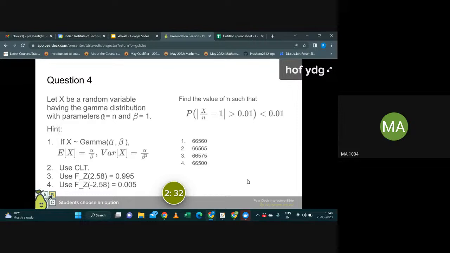If it's a mod, suppose I'm saying mod of x is less than or equal to 2. So what can I get? Two inequalities, right? Like that, you can proceed. Suppose I'm saying mod of x is greater than 2, it means x is greater than 2 or x is less than minus 2.